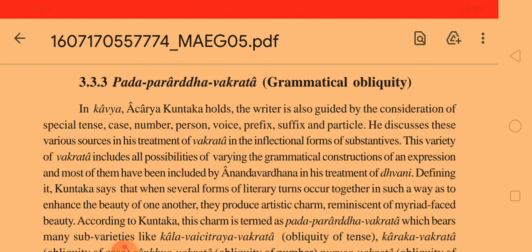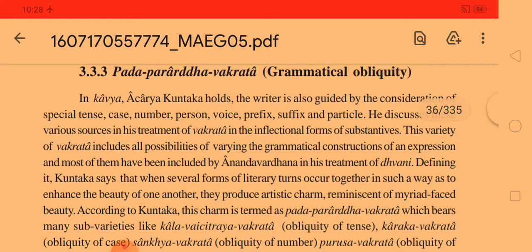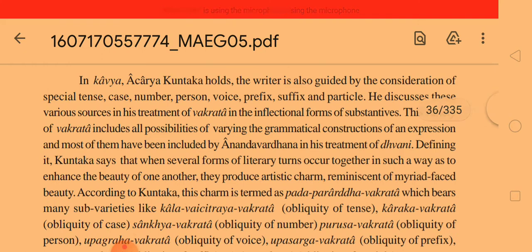In Kavya, Acharya Kuntaka holds the writer is also guided by the consideration of special tense, case, number, person, voice, prefix, suffix, and particle. He discusses these various sources in his treatment of Vakrata in the inflectional forms of substantives. This variety of Vakrata includes all possibilities of varying the grammatical constructions of an expression, and most of them have been included by Anandavardhana in his treatment of Dhwani.